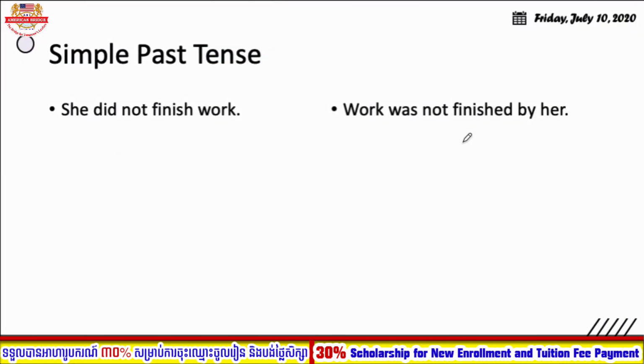Move on to the past simple. So past simple is similar to the present simple. You just change the helping verb, which is the be verb, to the past form. So she did not finish work. So it is the negative sentence. And you can also change the negative sentence into the passive as well. So work was not finished by her.